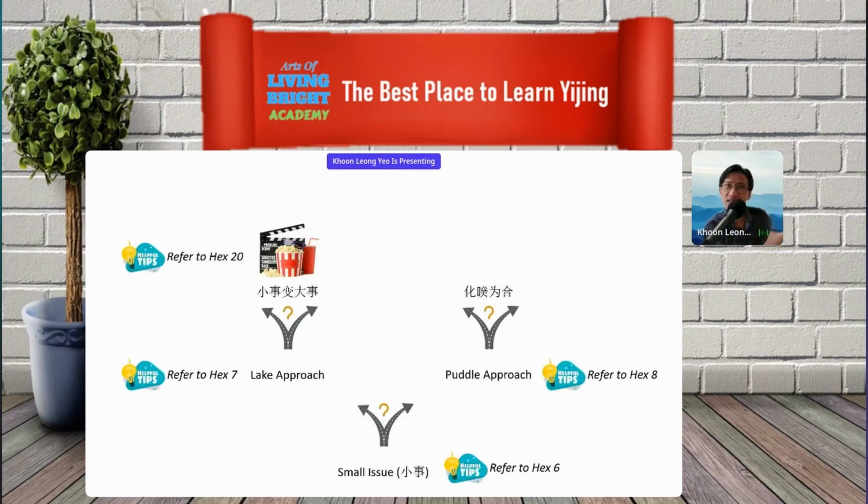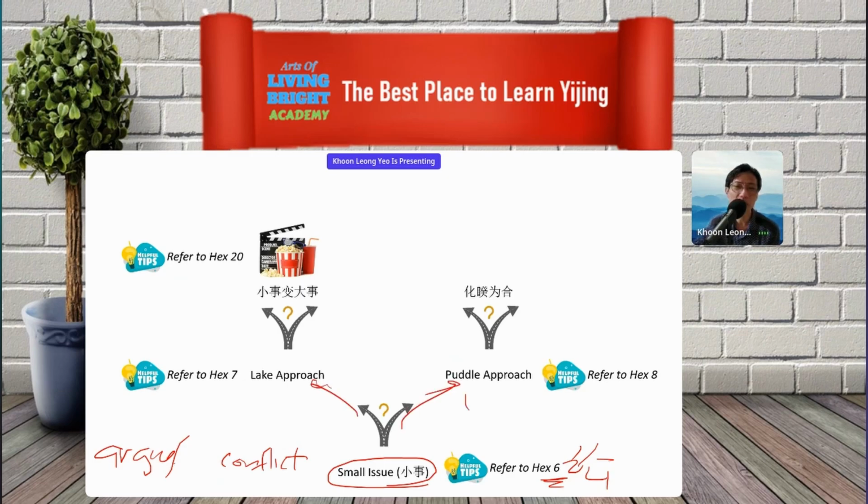Let me show you from another perspective, drawing back from the lesson from AOM1, if you could recall. Now, when there's still a small issue, you have two paths. Remember, in mostly a family setup it means conflict or argument, right? Okay, and then refer to hexagram 6. Hexagram 6 is about argument, song gua. And in AOM1, we said that when you hit upon a song gua, you have two approaches. One is the leg approach, one is the paddle approach. I'm not sure how many of you can recall this. Okay, leg approach and paddle approach.